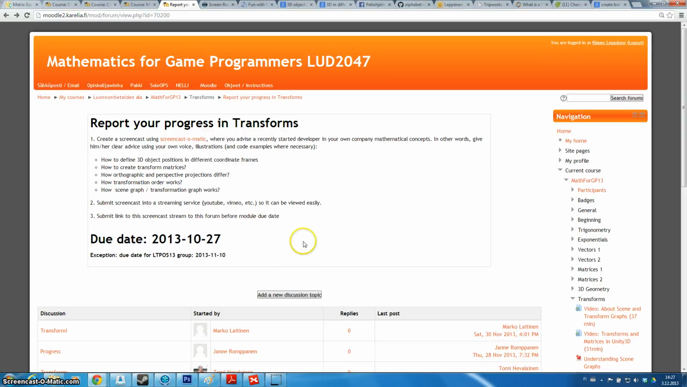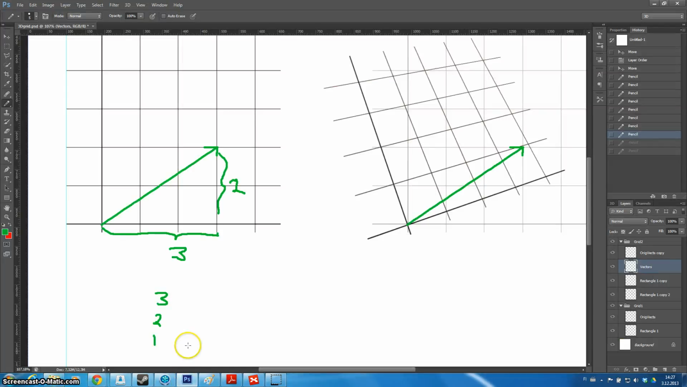Okay, hello. So I'm now reporting my progress in transforms. First, how I define 3D object position in different coordinate frames. In here I have two coordinate systems, where I have changed the positions of those unit vectors.